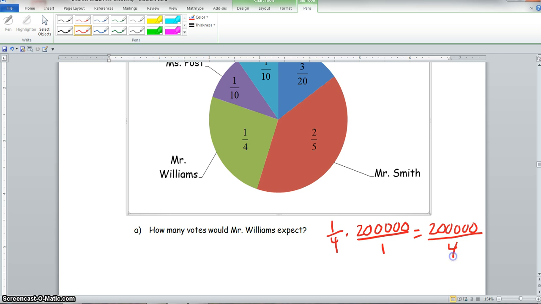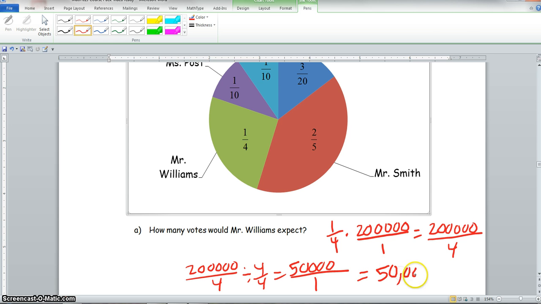So now we multiply. We have 200,000 divided by 4. Now we know here that the greatest common factor of 200,000 and 4 is 4. 200,000 divided by 4 is 50,000. And 4 divided by 4 is 1. So Mr. Williams would expect 50,000 votes.